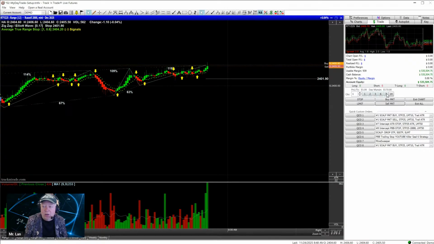And you have the quantity. You can do a bigger quantity. You can mine for more gold right here with the bigger quantity, but it's just buy market and sell market. That's the way you get in and out.